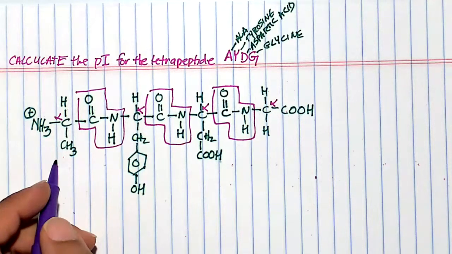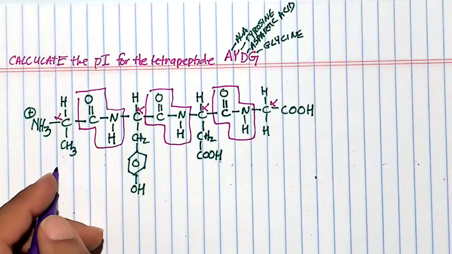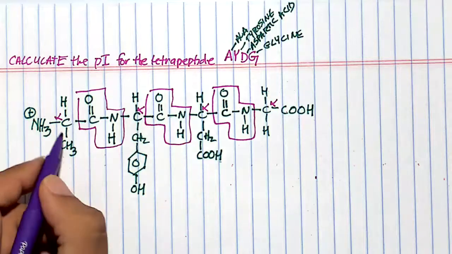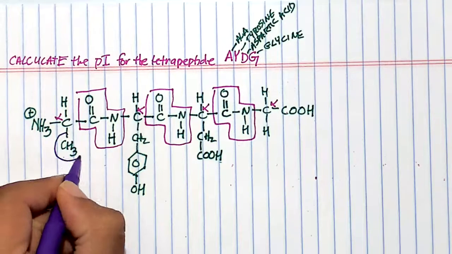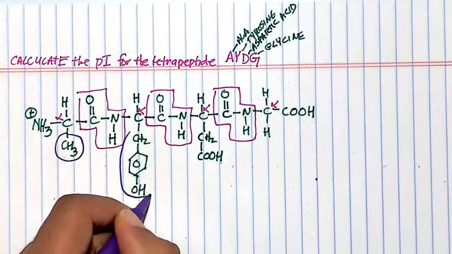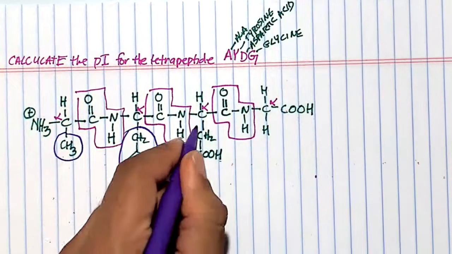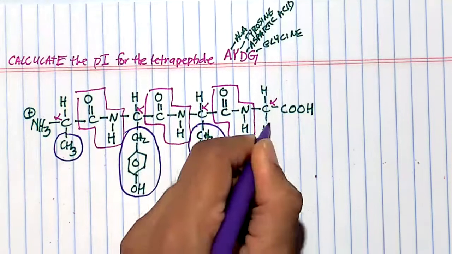Maybe label the side chains or draw a square around the side chains or a circle around the side chains. So if I were to ask you to draw a circle around the side chains, you would draw the circle around the side chains just like this.